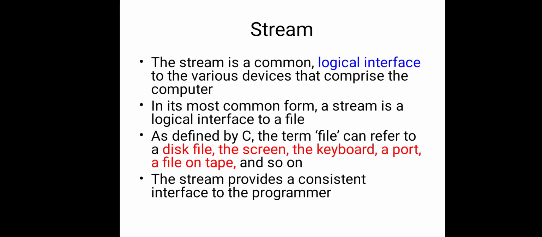Streams are a new concept in C. A stream is a logical interface to the various devices that comprise the computer. In its most common form, a stream is a logical interface to a file. It is like a buffer. As defined by C, the term file can refer to a disk file, the screen, the keyboard, a port, a file on a tape, and so on. The stream provides a consistent interface to the programmer. So it acts as the interface between the program and the file system.